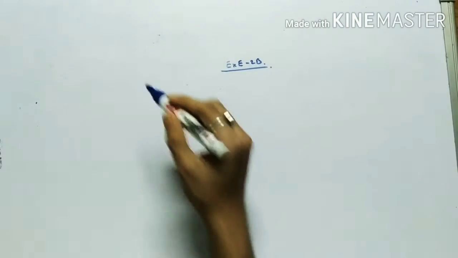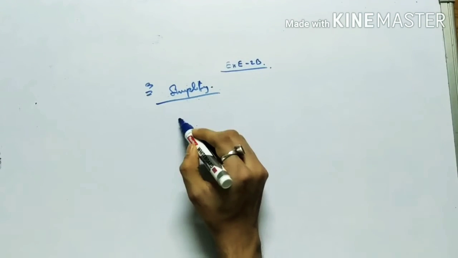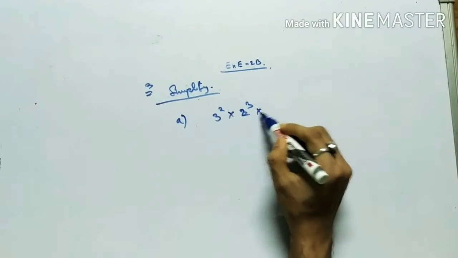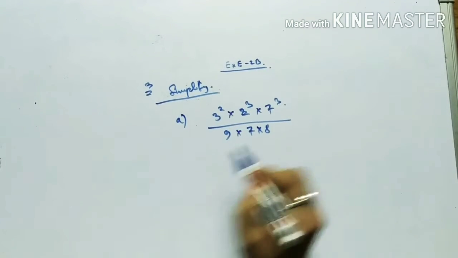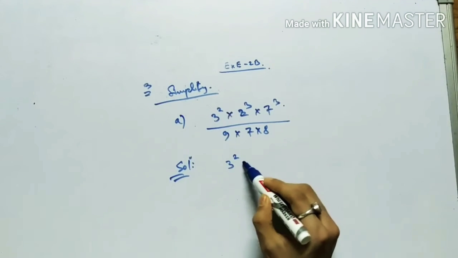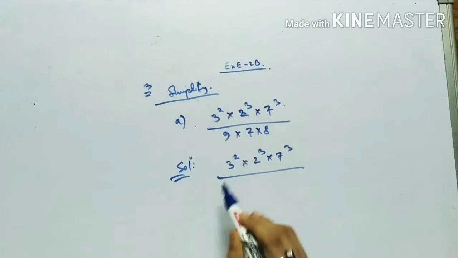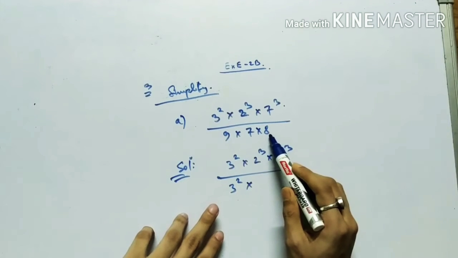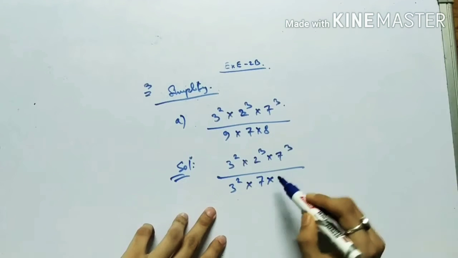Next, I am going to type 3: simplify. This is 3 to the power 2 into 2 to the power 3 into 7 to the power 3 by 9 into 7 into 8. So 9 I can write as 3 square, and 7 into 8, I can write it as 2 cube.